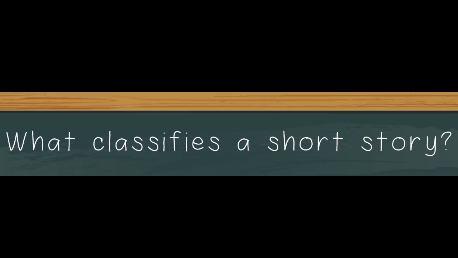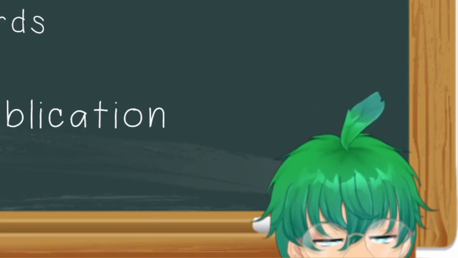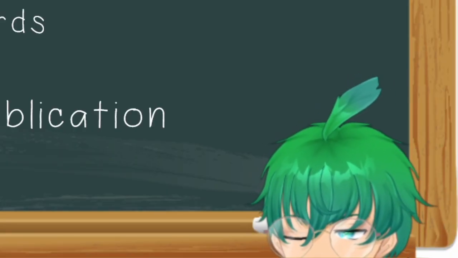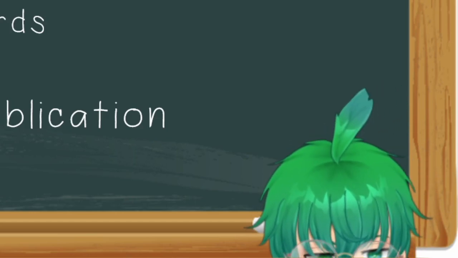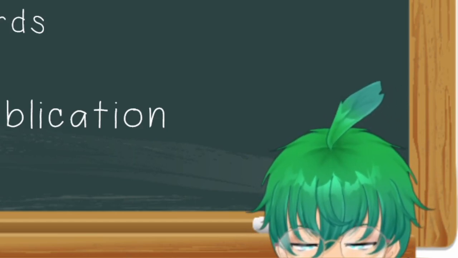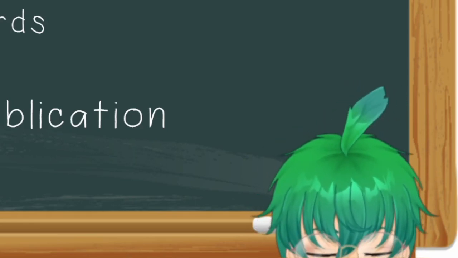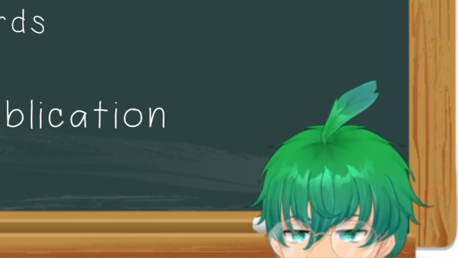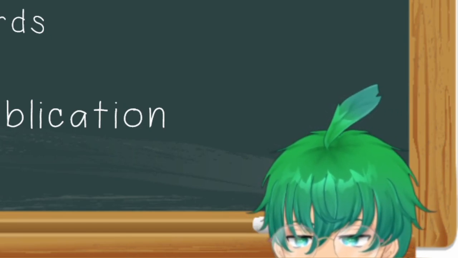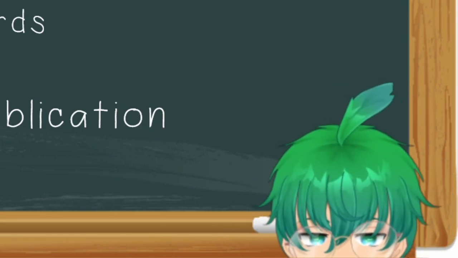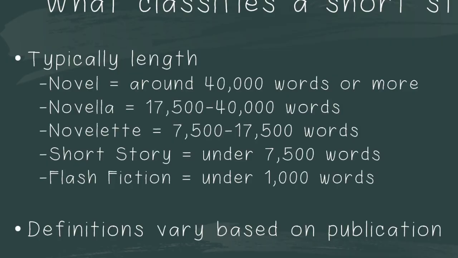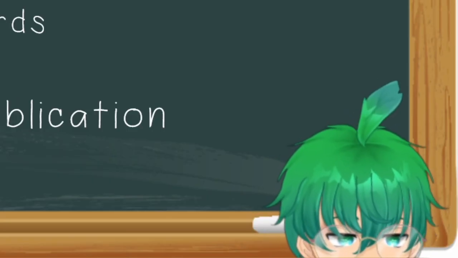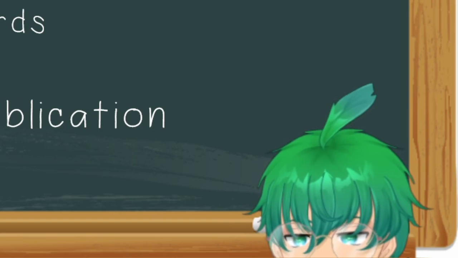Well, typically, although definitions may vary based on publications, there's typically an agreed upon length. A lot of publications these days point towards length in order to discern whether or not something is a novel or a short story or even flash fiction. So a novel is usually 40,000 words or more. Apparently, the more modern day novels are closer to 80,000 words, which I think is a little bit ridiculous, personally, but who am I to judge?